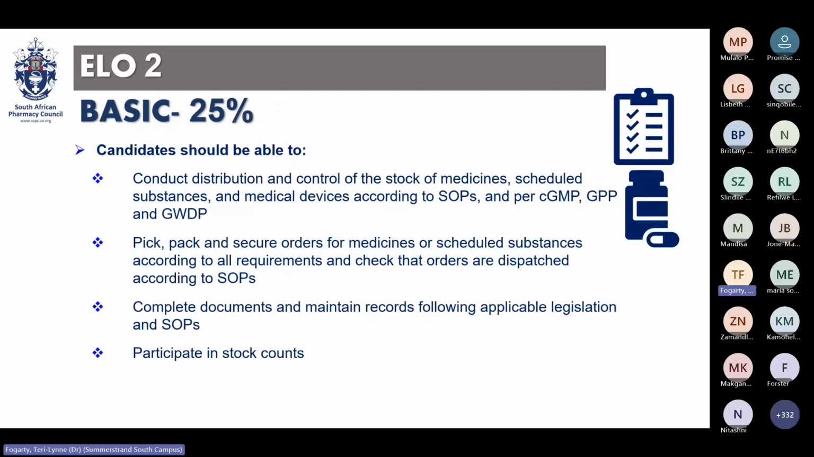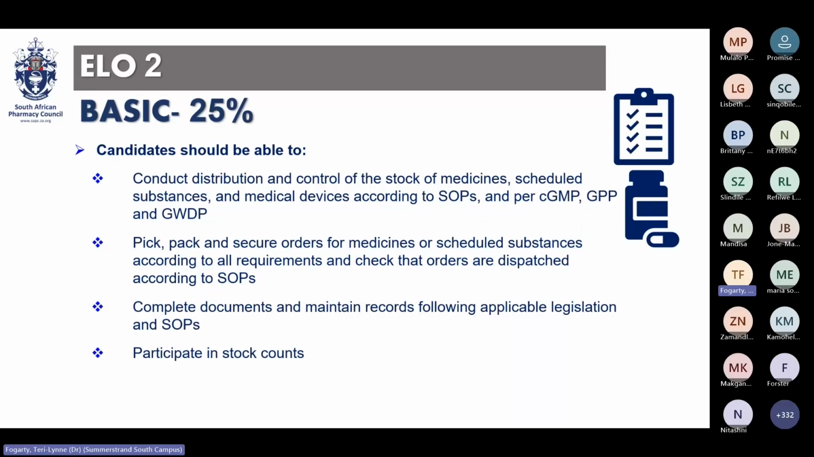So, right, then the next ELO is about 25% of the paper. And this one does revolve largely around stock and stock management. So again, linked to your scope of practice. So it's very important to know your scope of practice so that you understand the limitations of what you need to be able to do as a basic assistant, and that will then guide how you have to study for this exam.